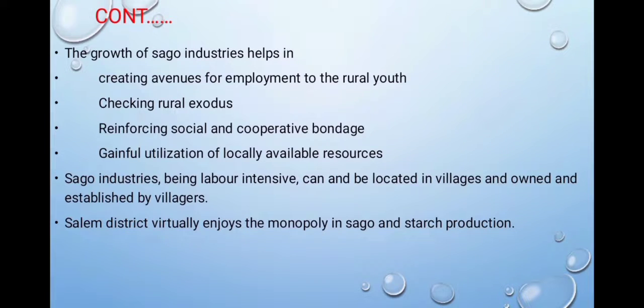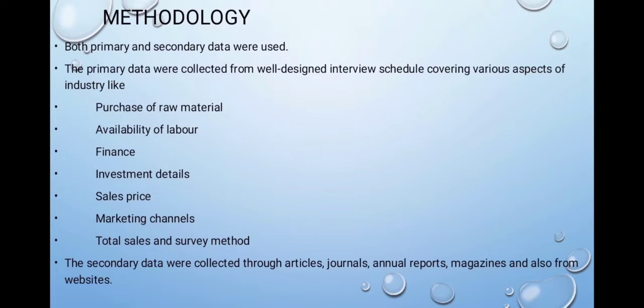The growth of the sago industry helps in creating avenues for employment to the rural youth, reinforcing social and cooperative bondage, gainful utilization of locally available resources, and being labor intensive. It can be located in villages and owned and established by villagers. Salem district virtually enjoys the monopoly in sago and starch production. Some of the methodology in sago industry.